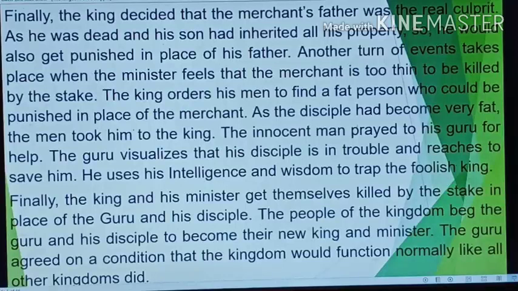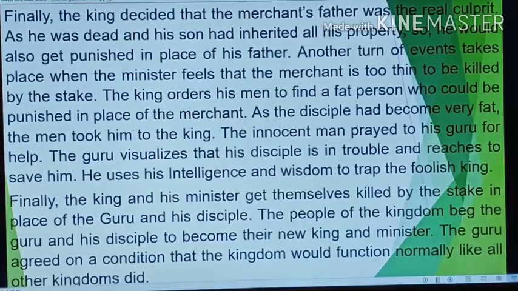Finally, the king decided that the merchant's father was the real culprit. As he was dead and his son had inherited all his property, the son would also get punished in place of his father. Another turn of events takes place when the minister feels that the merchant is too thin to be killed by the stake. The king orders his men to find a fat person who could be punished in place of the merchant. As the disciple had become very fat, the men took him to the king.